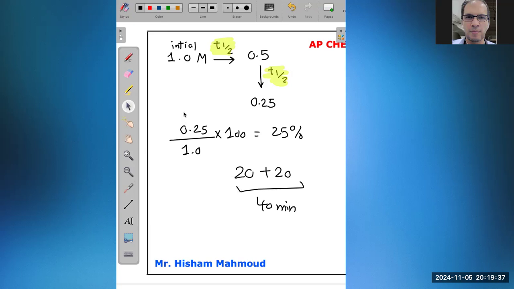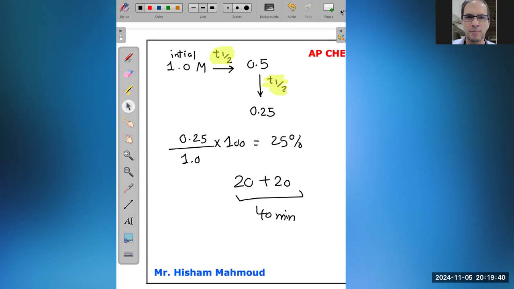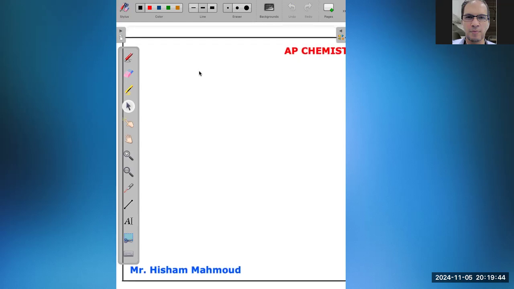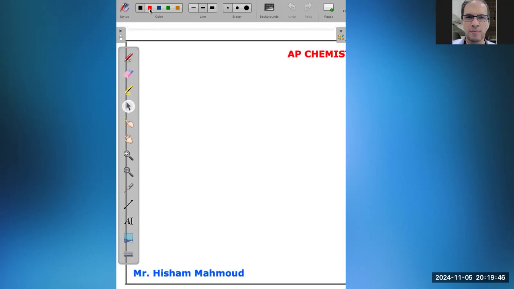Okay, Bismillah. The only thing that I'm gonna do different in the second order and zero order reactions is that the integrated law, we are always talking about the integrated law, is that the equations will be different.